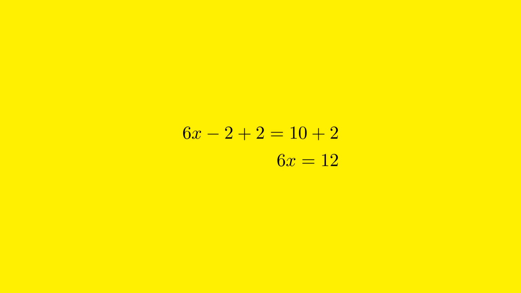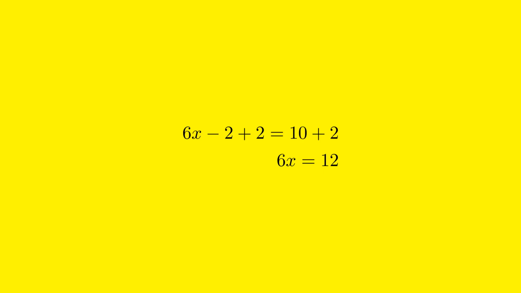To solve for the variable in the equation 6x minus 2 equals 10, the first step is to isolate the term that contains the variable, which is 6x. To do this, we need to eliminate the constant term, which is minus 2, from the left-hand side of the equation. We do this by adding 2 to both sides of the equation. This operation will help us keep the equation balanced, meaning both sides will remain equal after we perform the addition. So, let's add 2 to the left-hand side and also add 2 to the right-hand side.